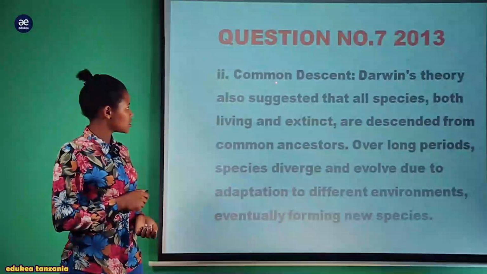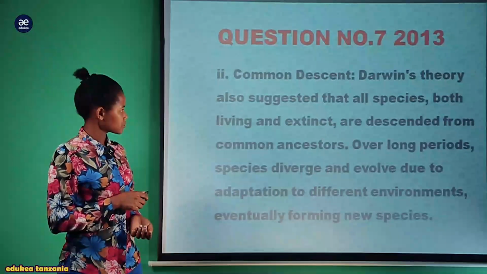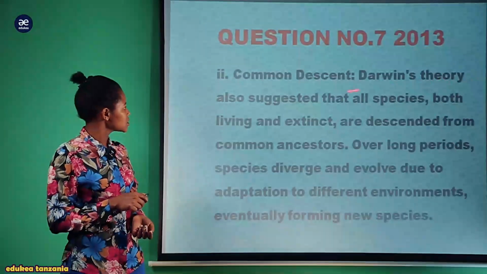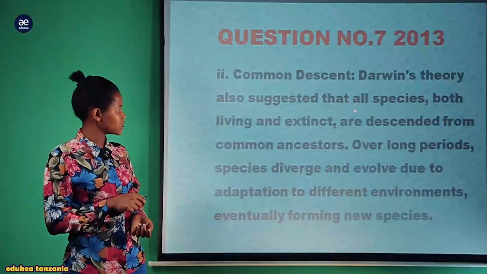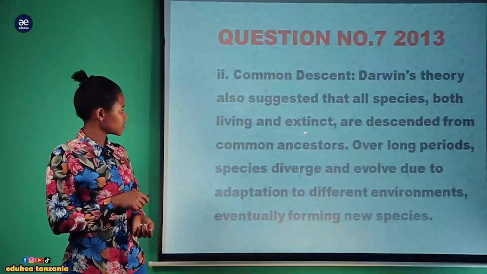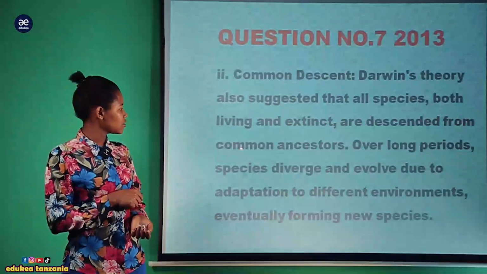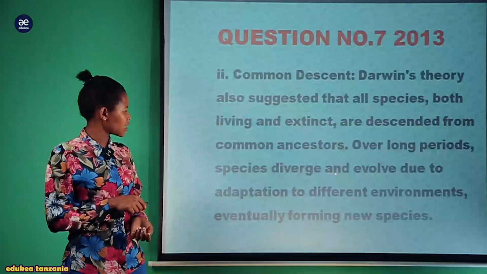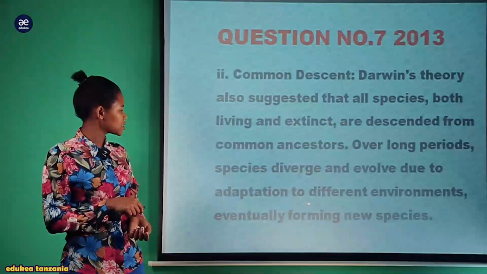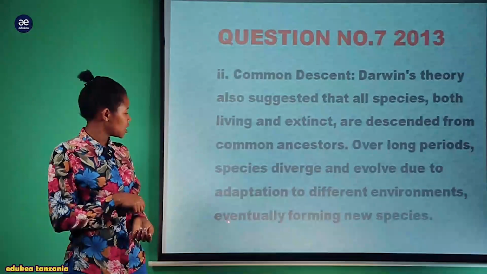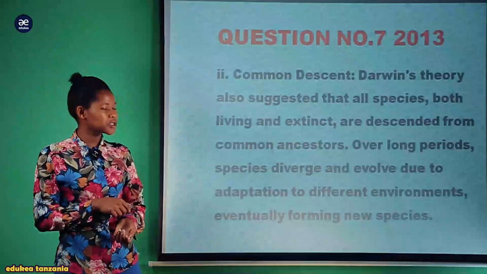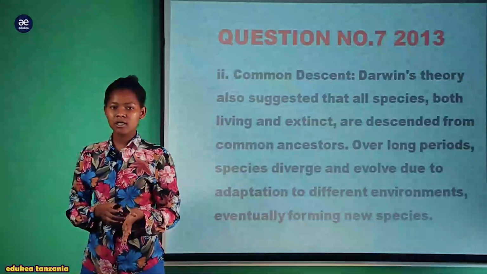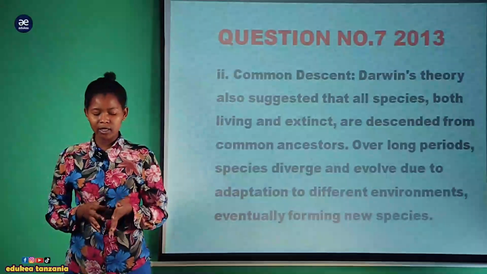And the second idea is common descent, in which Darwin's theory also suggested that all species, both living and extinct, are descended from common ancestors. Over long periods, species diverge and evolve due to adaptation to different environments, eventually forming new species. My dear, take a consideration on this secondary idea of Darwin.